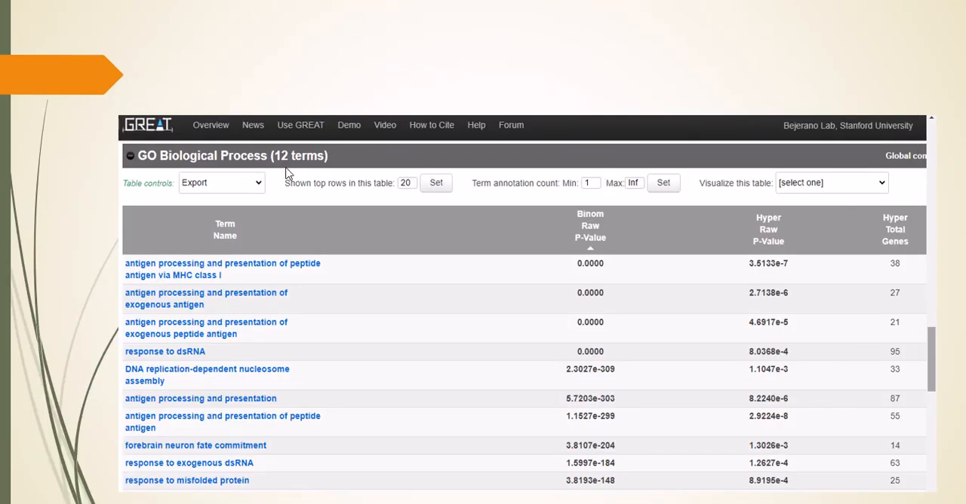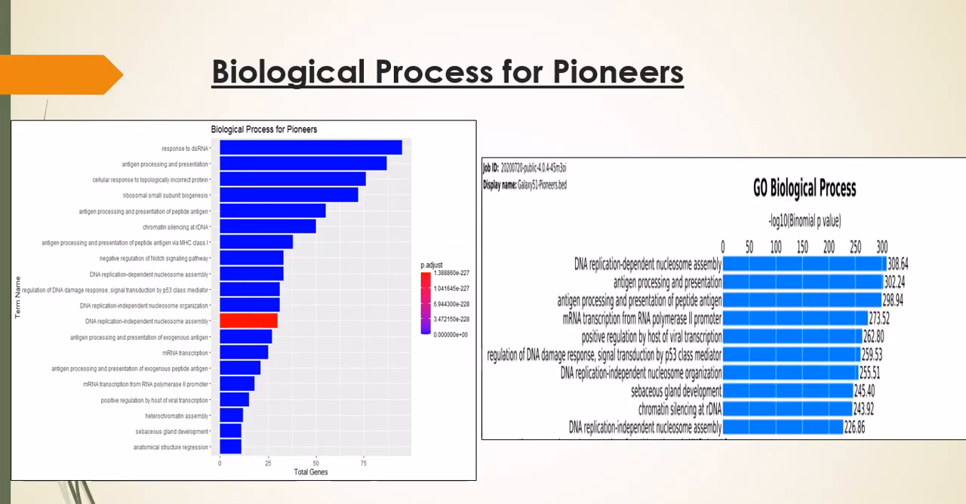Out of these, the parameters suitable for our analysis were selected. These were the binomial p-value, the hypergeometric p-value, and the total genes involved for each term. A similar process is done for the settlers and migrants also. From these tables, the functional enrichment plots were made between term name and the total genes, and the color of the bars depends on the p-value.